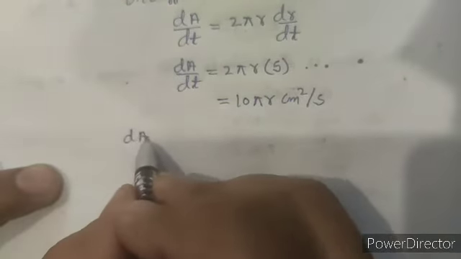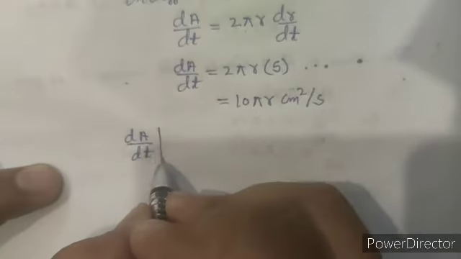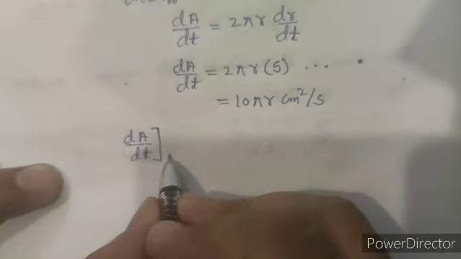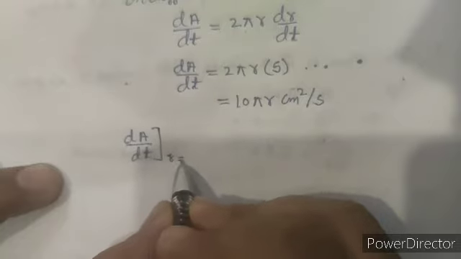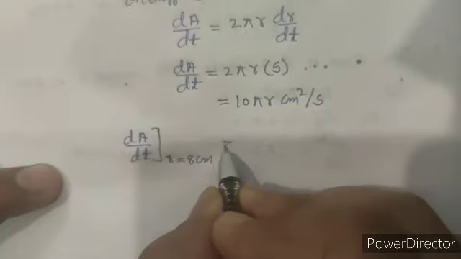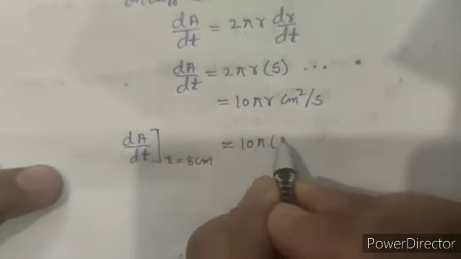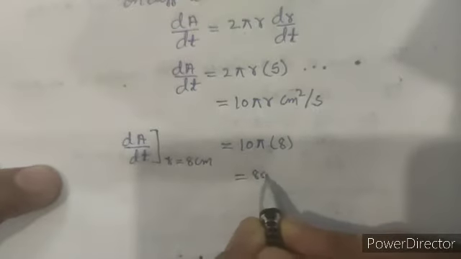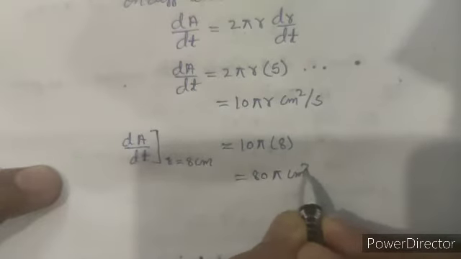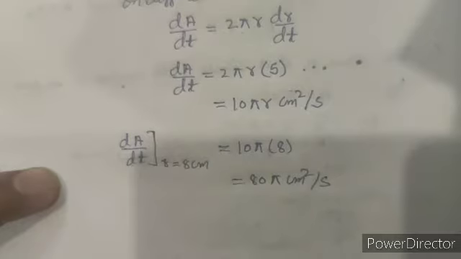Now dA by dt at any instant when the radius is equal to 8 centimeter will be equal to 10 pi into 8, that will be 80 pi centimeter square per second.